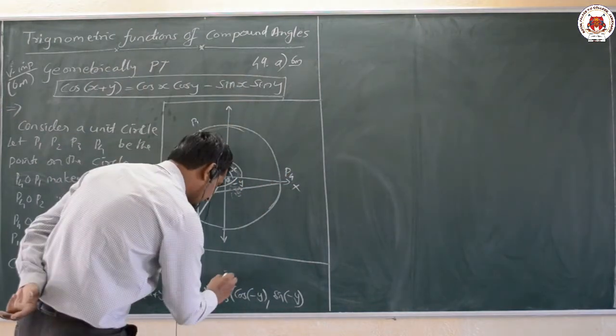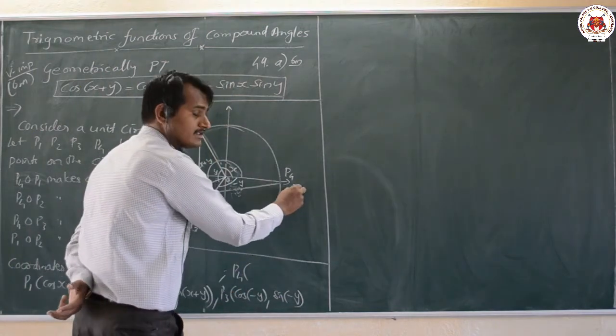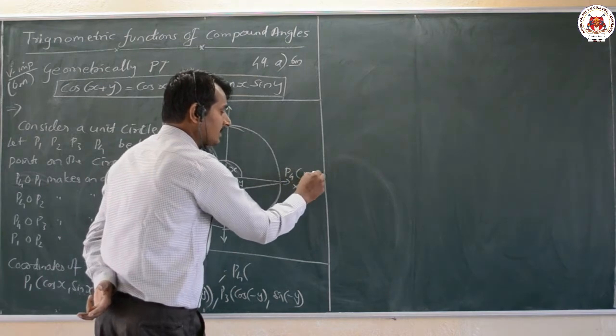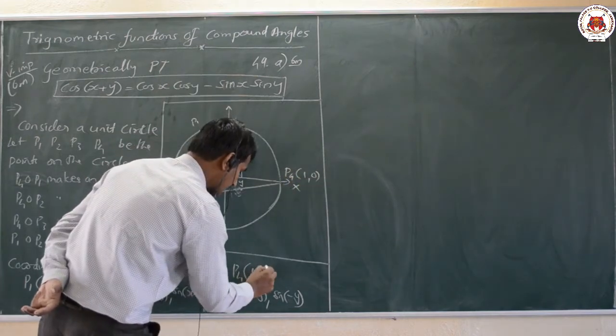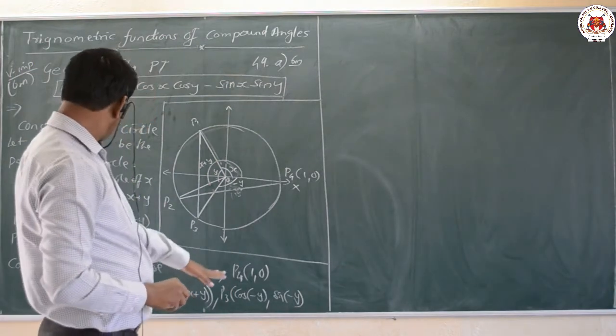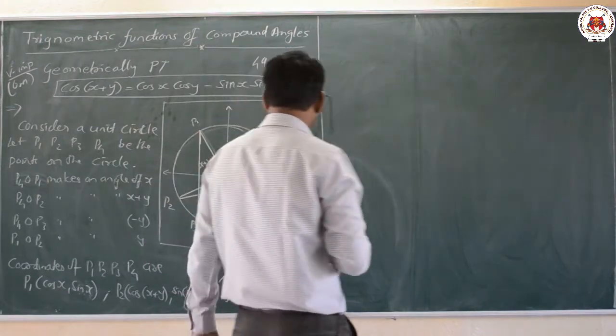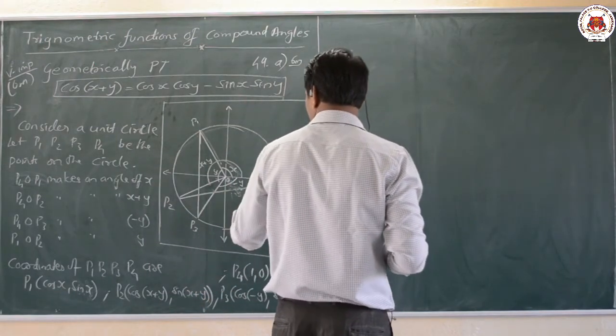The P4 coordinates are, since it lies on the x axis, the value for x will be 1 and y will be 0. X value will be 1 and y value will be 0. Now these are the coordinates of P1, P2, P3 and P4. Now let us examine the given figure.